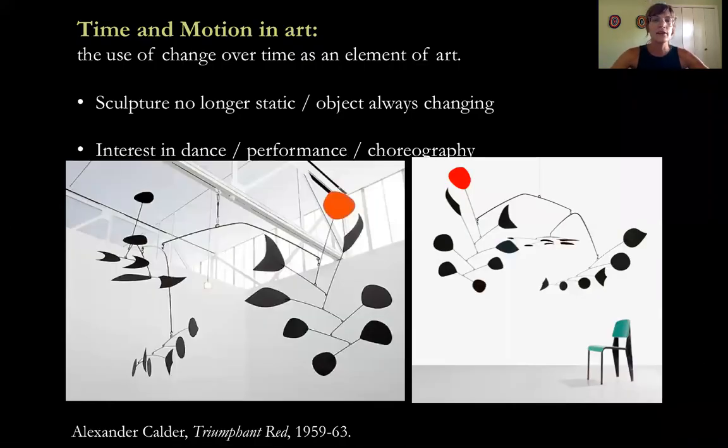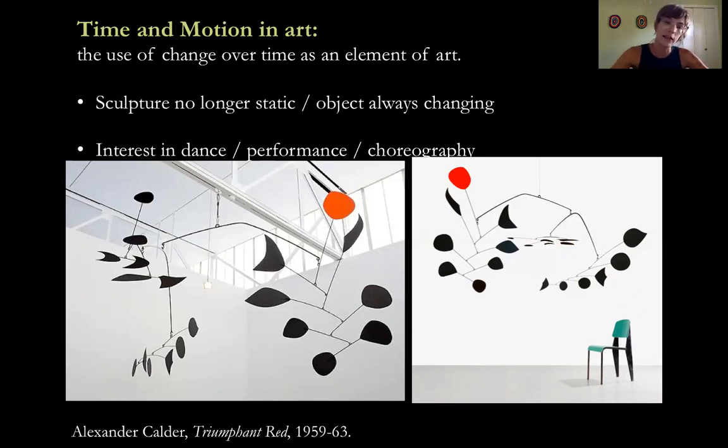And the last thing we're going to talk about today is time and motion in art. And this is just the use of change over time as an element of an art design. So for instance, we have Alexander Calder. These are mobile sculptures, so basically they move over time. You can't really see it in these pictures, but these are the same artwork seen from different angles as the artwork is moving, okay? So it looks different, right?